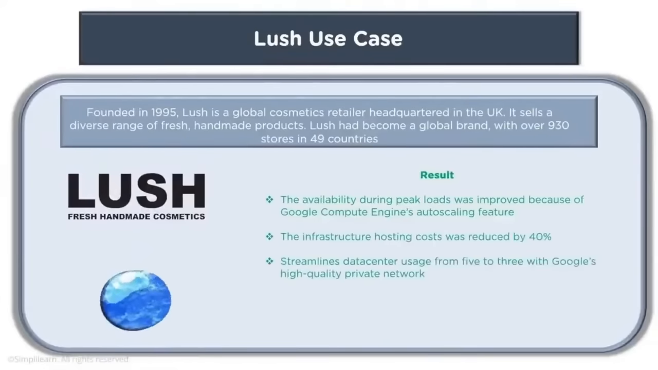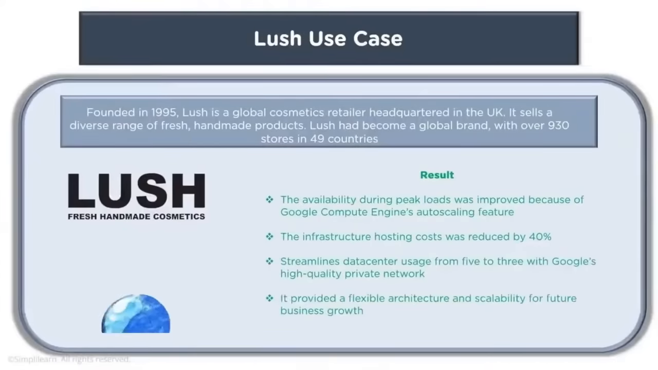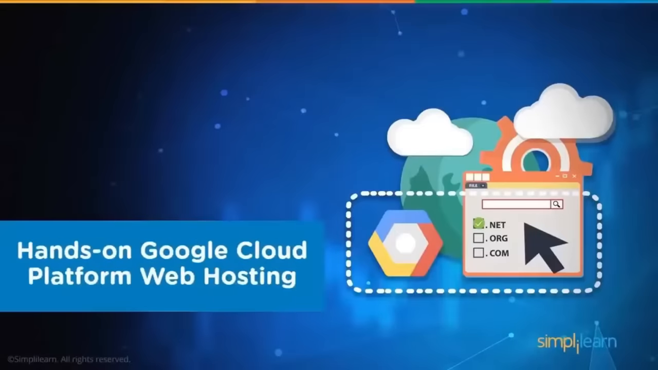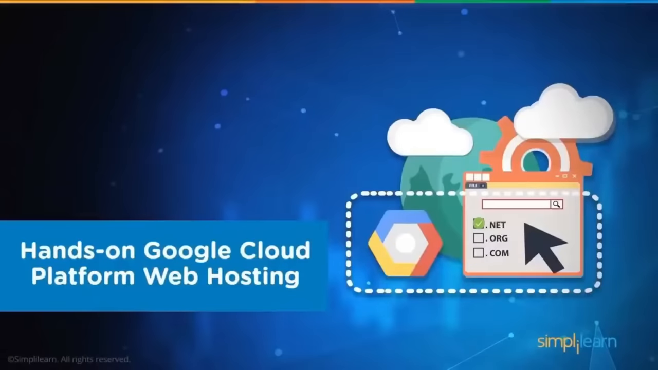Streamlining data center usage from 5 to 3 with Google's high-quality private network really benefited Lush, and it provided a flexible architecture and scalability for future business growth. Now, what we have seen here is that Google Cloud and its web hosting basically offers users to run their websites or use a web hosting solution that can benefit in more than one way.